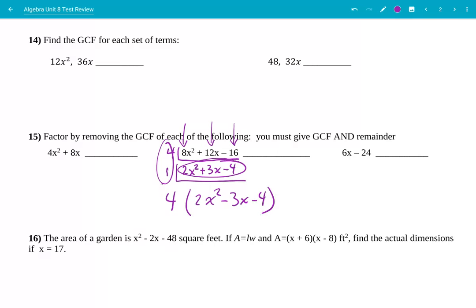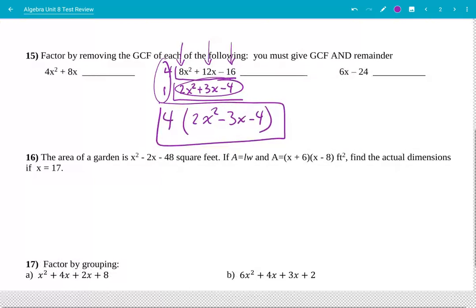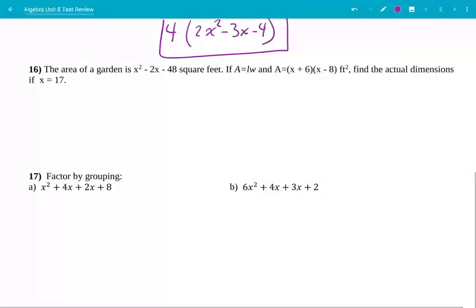There we go. There's my answer. Little upside down division that we did before. Let's do some factor by grouping. I group this term and these terms. Now let's pull out the GCF of the first bit, x.